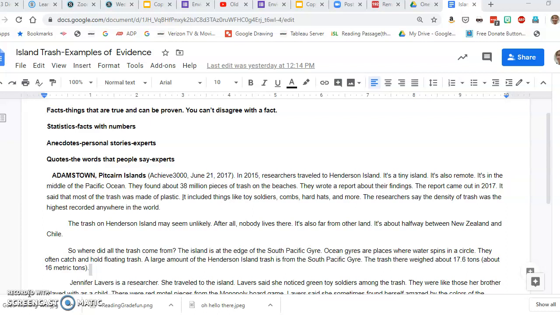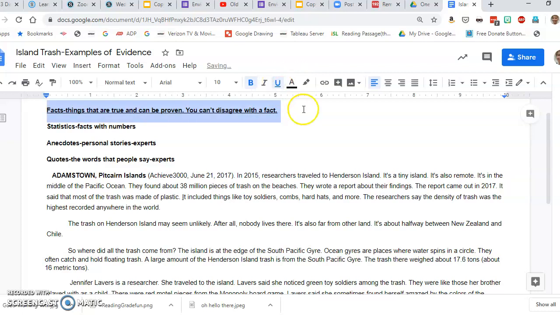So this is the article that we looked at together in our Zoom class. And this is the article about the trash that has accumulated on a very distant and remote island. So let's look at the 4 different types of evidence that we're going to be focusing on. The first type is facts, and the facts are things that you can prove that are true, that you can't disagree with. And for these purposes, we're going to underline the facts.